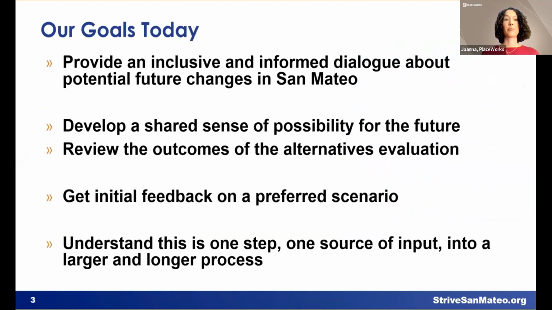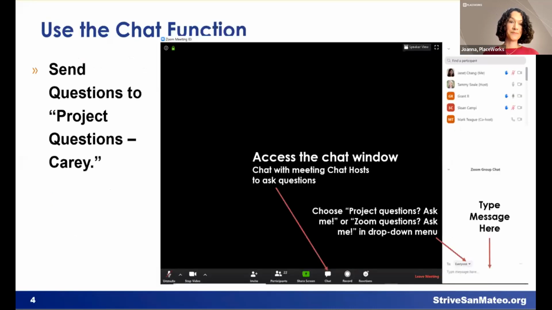So always when we gather, we want to provide an inclusive and informed dialogue so that you understand potential future changes in San Mateo and can react to those. We want to share with you a sense of possibilities for the future of San Mateo. We want to inform you and help you understand the outcomes of the alternatives evaluation, which I'll explain, and get your feedback based on that information about a potential preferred scenario. And as always, want you to understand that this is one step today in a much larger process, and there's many different opportunities for input from you and from others.